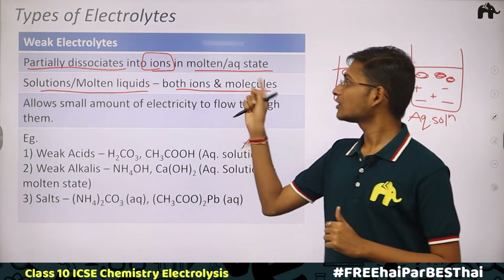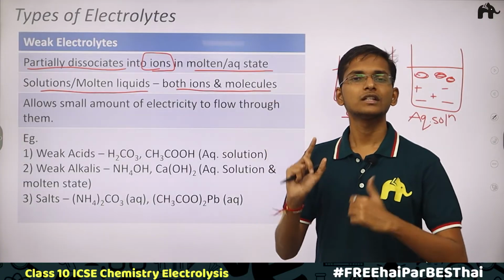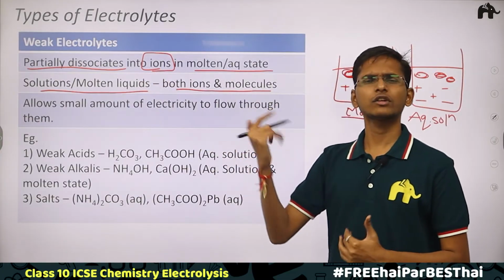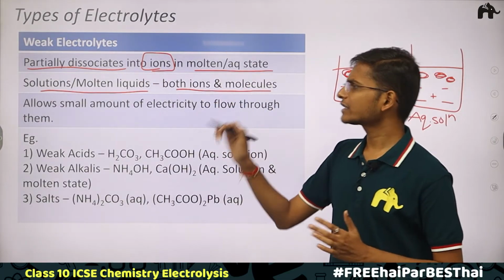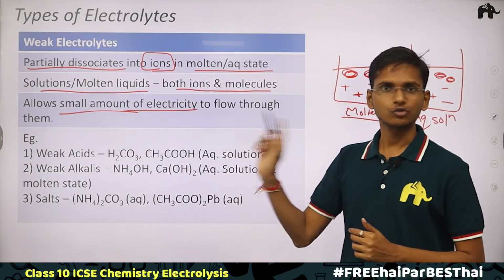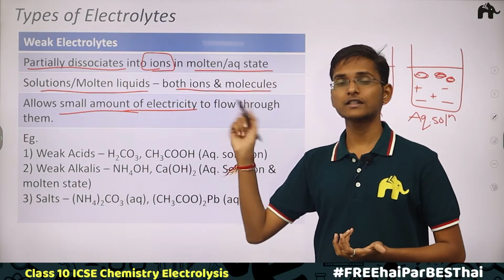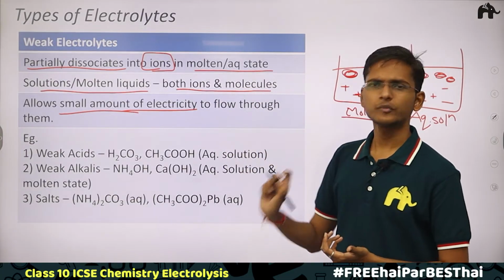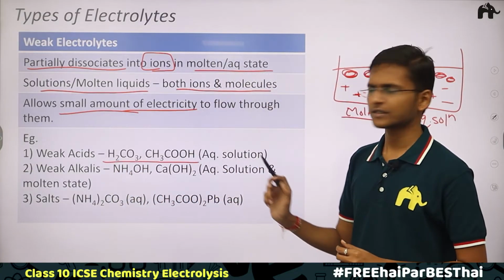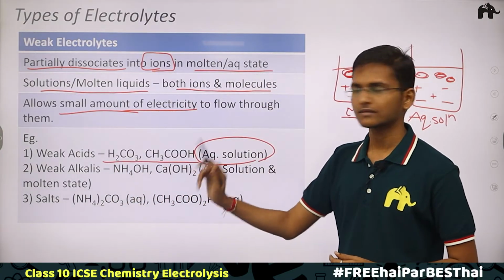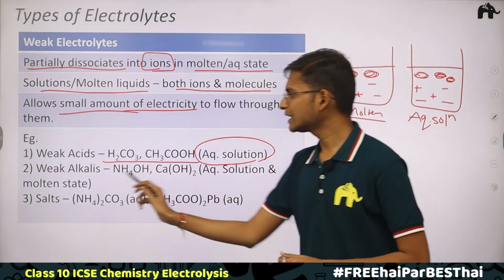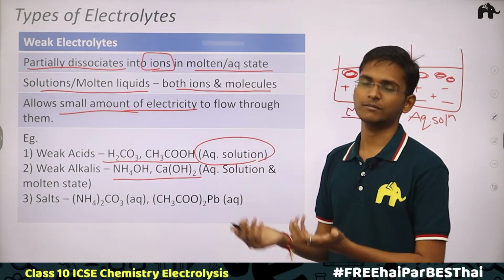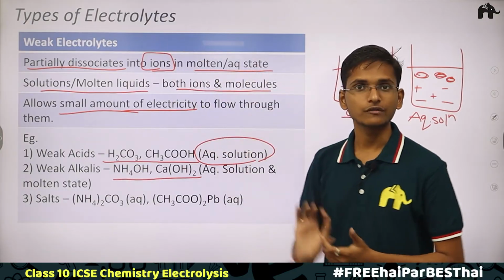And strong electrolytes have only ions, in their aqueous solutions or in their molten state. Clear? And same way, just like strong electrolytes allow a large amount of electricity to flow through them, weak electrolytes allow a small amount of electricity to flow through them. The examples in case of strong electrolytes were strong acids and strong alkalis: HCl, H2SO4, HNO3. Here there would be weak acids, H2CO3, CH3COOH. In their aqueous solutions, they dissociate partially. That's why they are weak electrolytes. Same way, weak alkalis, ammonium hydroxide, calcium hydroxide, in their aqueous solution as well as in their molten state dissociate partially. So they also are examples of weak electrolytes.